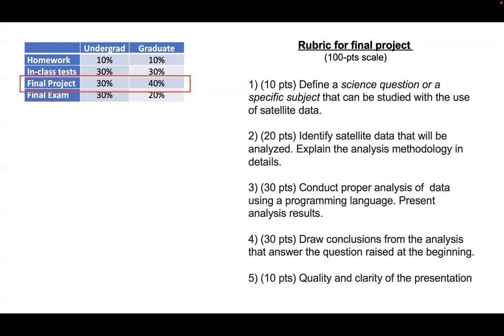Right, so let's take a look at what the requirements are. Here's the rubrics for the final project. I want you to define a science question or a specific subject. So this is something Gabe asked me the other day. Originally my requirement in the rubrics is to define a science question that can be studied. So Gabe asked me, does it have to be a science question, or could it be just looking at the phenomena like convection, certain other features, instead of framing this as a science question?